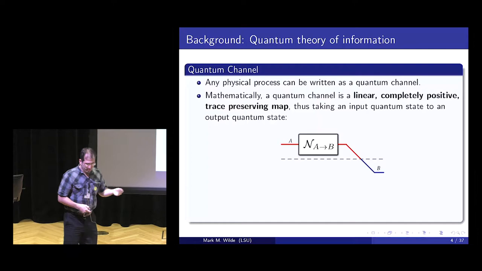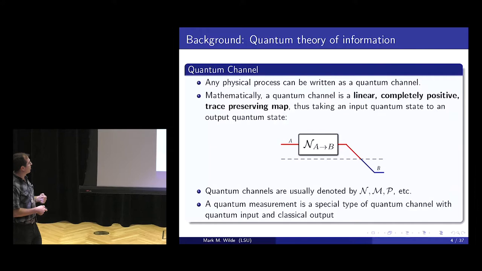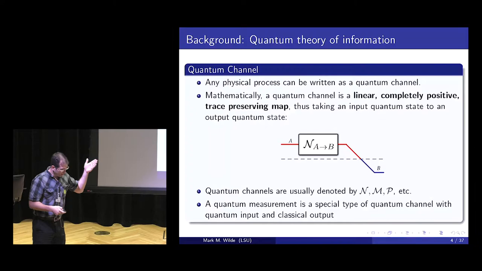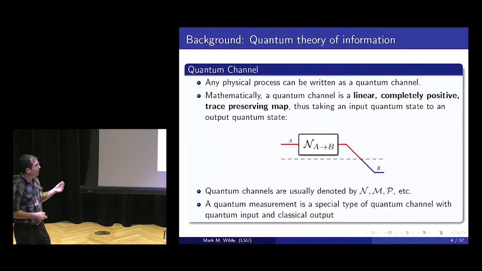A channel of interest that comes up quite a bit is a quantum measurement, but we can really think of that as a channel that takes a quantum system to a classical system. And when I say classical system, I mean one where the non-zero elements are along the diagonal.